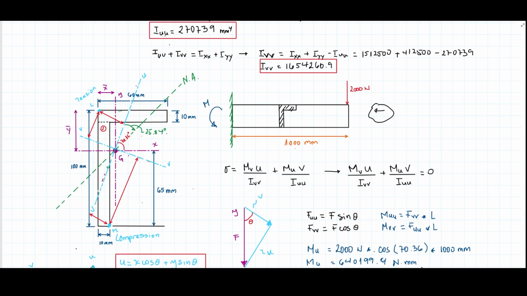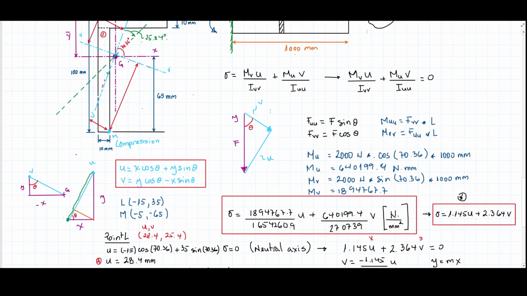So it means that this force is going to create, now that we have the neutral axis, we know that this force is going to create a tension on the point L, the farthest away point above the neutral axis, and then it's going to create a compression at point M, the farthest away, below the neutral axis. Then we need to inspect those 2 points.